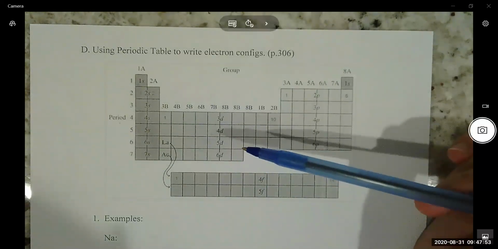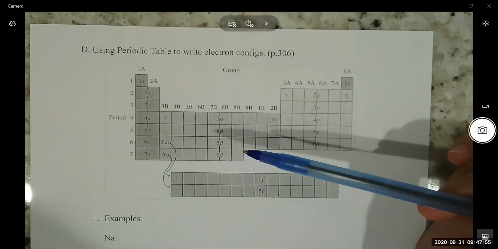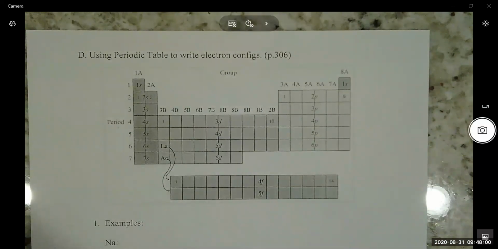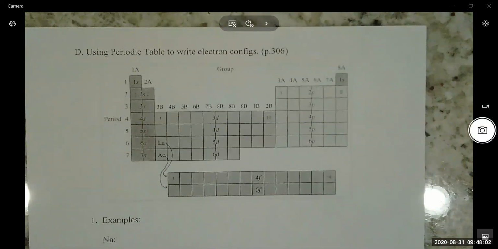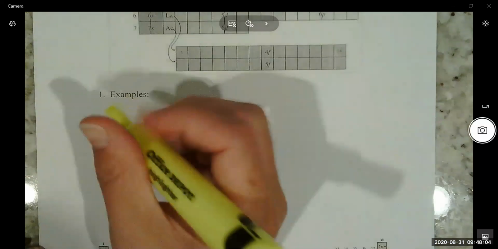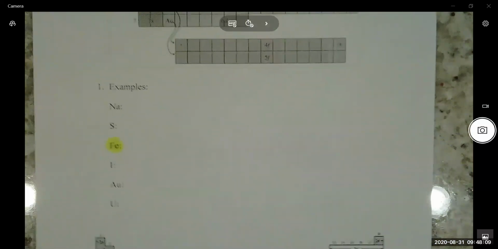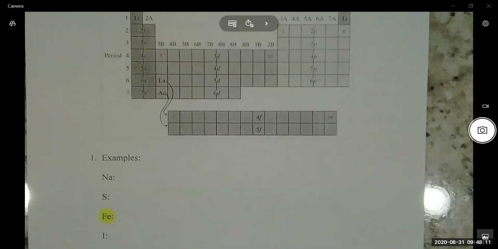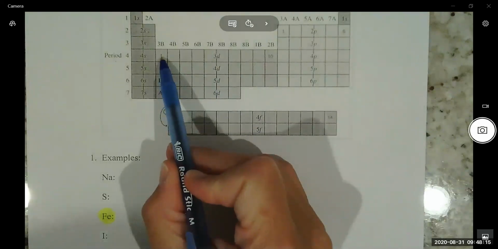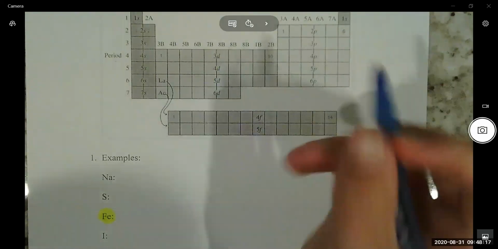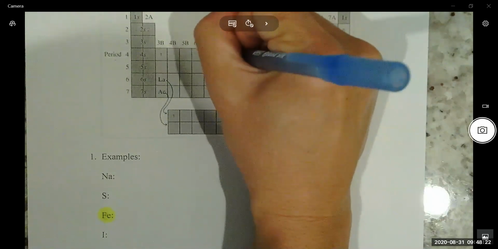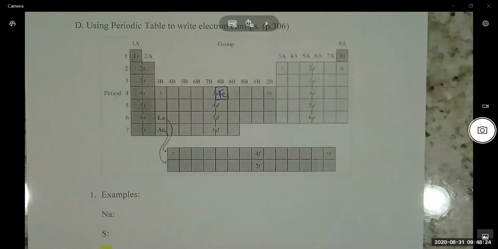I'm not going to do all of these, but let's pick iron. Okay, iron. First thing you want to do when you guys are doing this, you just want to find where it is on the periodic table. So iron is right here. And if you have your periodic table in front of you, you should be able to see where iron is.